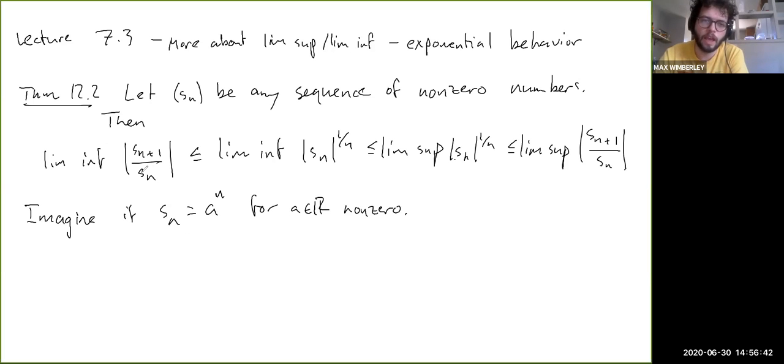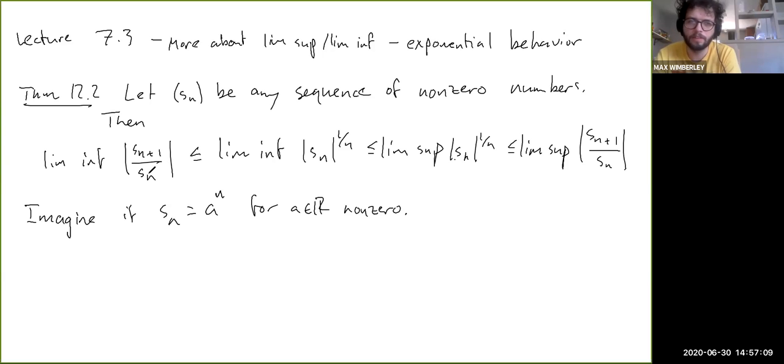And Sn to the 1 over n, obviously, is also the absolute value of a. They're all the absolute value of a, right? So the lim inf and lim sup here are telling us what the base of the exponential would be for an exponential sequence.